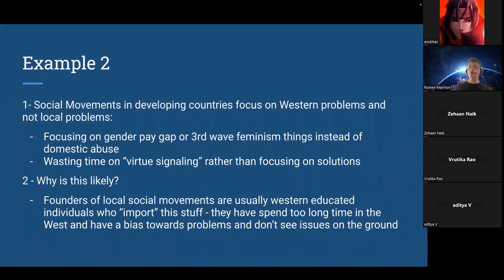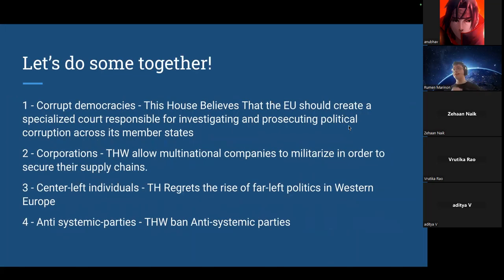Now, you guys are going to do one. Well, a couple actually. So in the next slide, let's do some together. I'm going to help you, obviously. I've got four, let's call them classic examples, that pop up in debates all the time: corrupt democracies, corporations, center-left individuals, and anti-systemic parties. I've also attached a motion. We're looking at the government side on these motions. So let's start with the first, corrupt democracies.